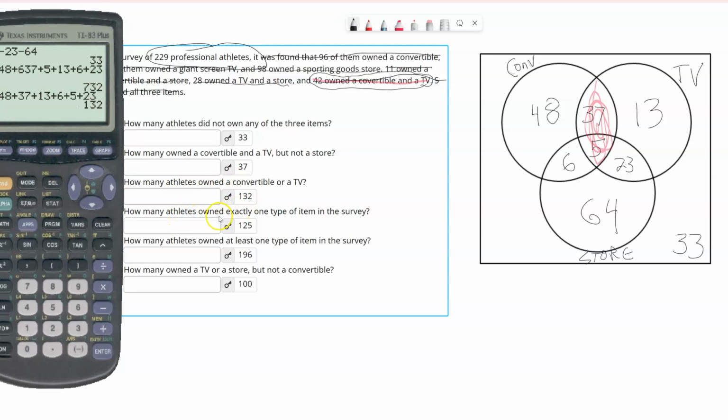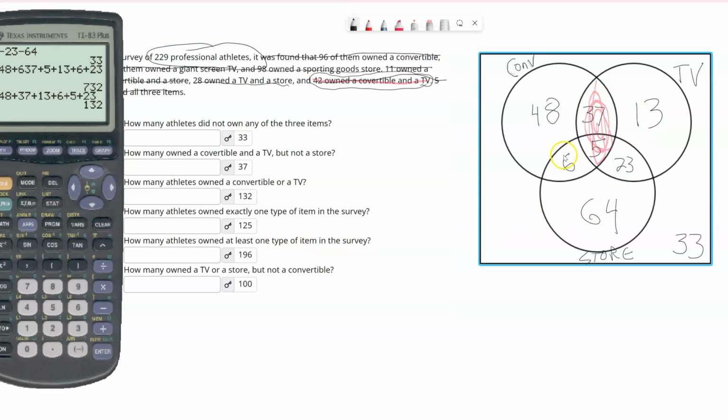How many athletes owned exactly one type? The 48 plus the 13 plus the 64, 125. Owned at least one type. That's everyone within the circles. So that should be the 229 minus the 33 that didn't own anything. That should be the 196.